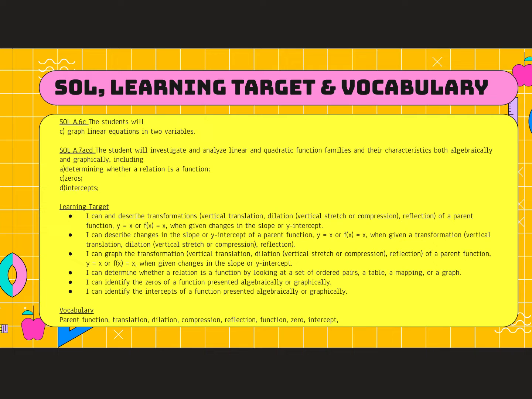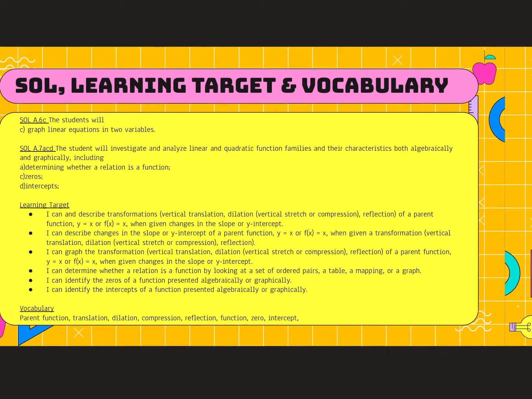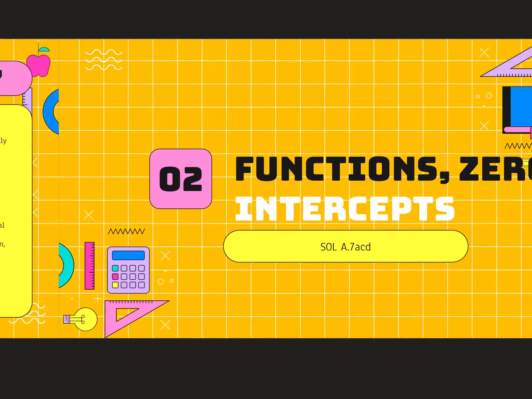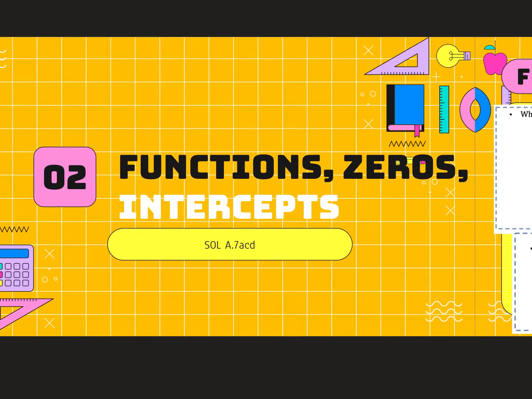All right, so your learning target for today: I can determine whether a relation is a function by looking at a set of ordered pairs, a table, a mapping, or a graph. I can identify the zeros of a function presented algebraically or graphically. I can identify the intercepts of a function represented algebraically or graphically. We're just going to look at things graphically in terms of zeros and intercepts.